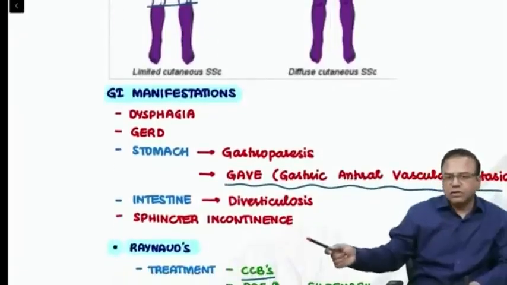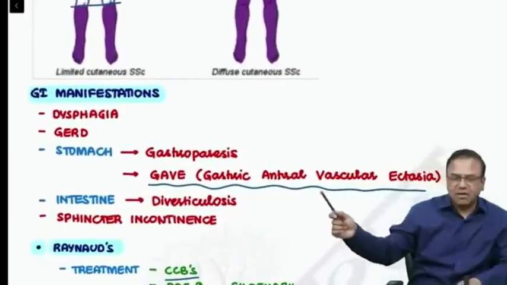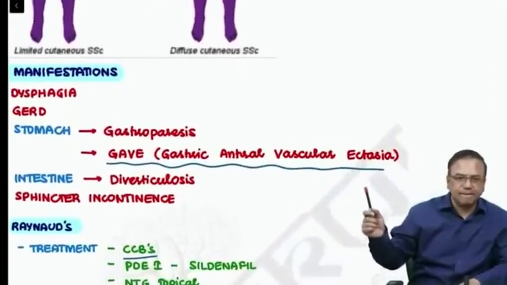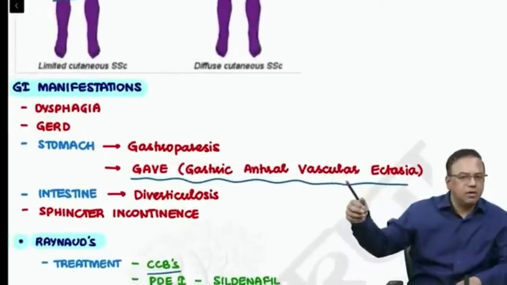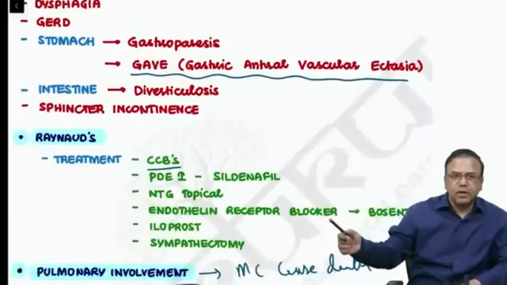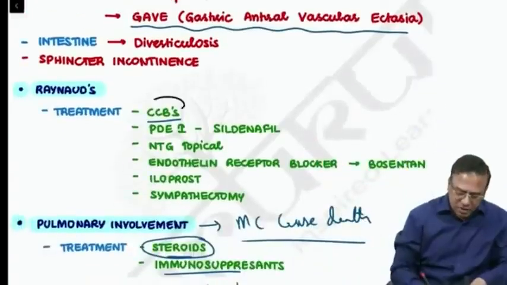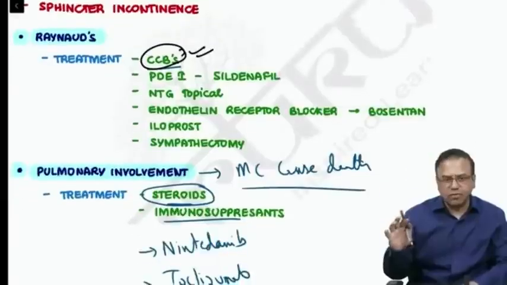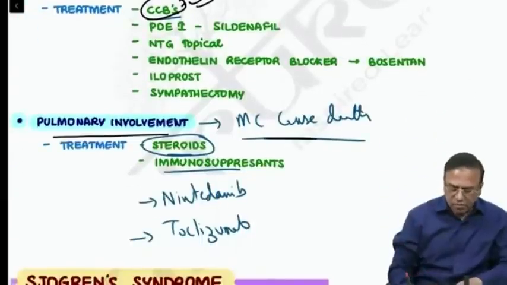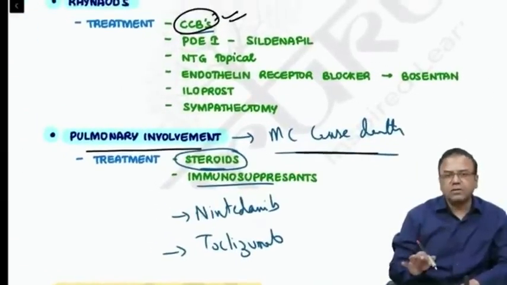These patients are prone for GI manifestations. The classical is GAVE. GAVE is gastric antral vascular ectasia. That will bleed and the patient will get chronic melena, going for anemia. Diverticulosis can occur. Raynaud's phenomena, first drug calcium channel blocker, rest of the drugs they don't ask in the exam. First drug is calcium channel blocker, you should know. Cause of death is pulmonary involvement, and until pulmonary involvement is there, don't use steroid.